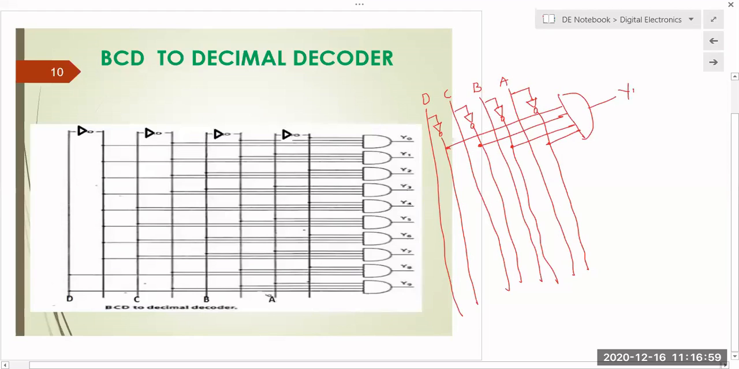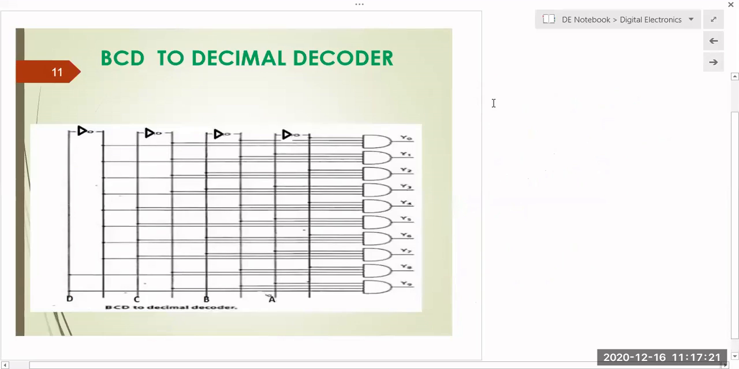Y0, sir. Y0. Very good. Okay. So in the same manner, if I connect D, and this D prime, C prime, and B prime, and after that A. What is the output for this one? Y1, sir. Y1. Okay. In the same manner, I can draw the BCD to decimal decoder. Clear? Yes, sir. This is your BCD to decimal.